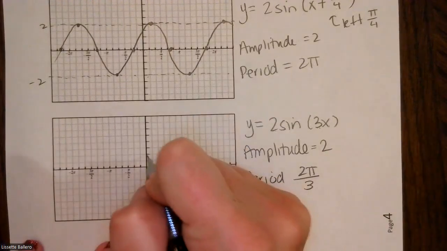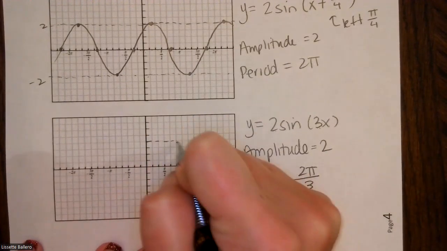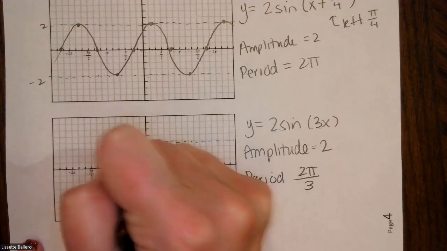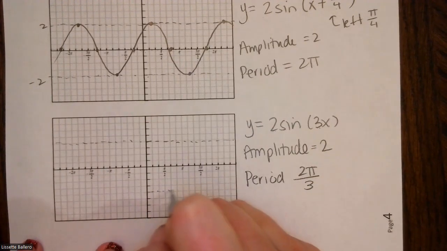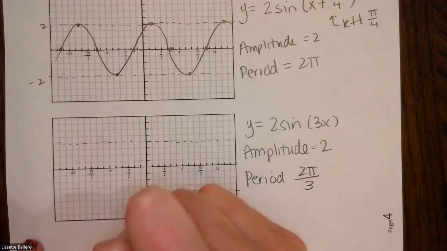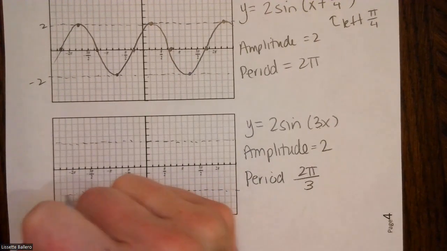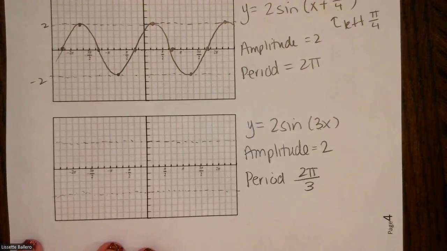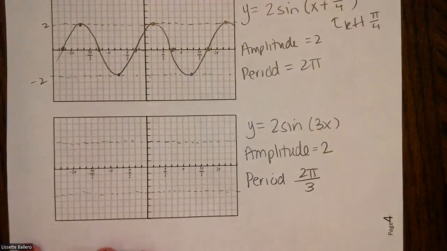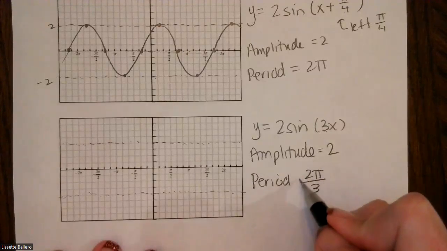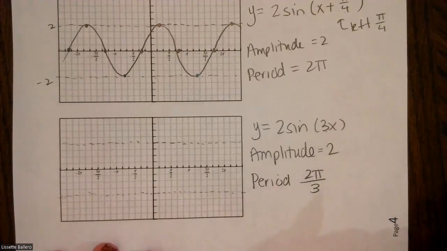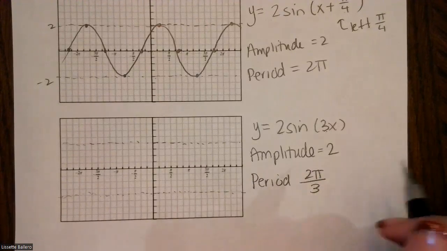I'm going to start with the amplitude part. So I'm going to have my dotted line up at the top and the bottom. That just makes it easier for me to not even have to think about how far up and how far down it's going. So there is our dotted lines. Now, instead of having one full cycle in that 2 pi, we're going to have one full cycle in this 2 pi over 3. If you know your fractions, that makes it a little bit easier.